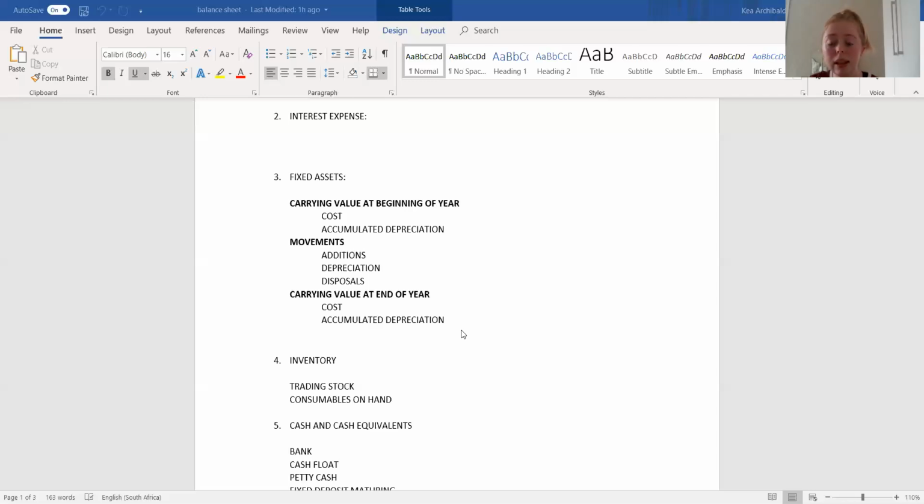Quick question. With the accumulated depreciation section, you said it was the first accumulated depreciation at the beginning, minus the depreciation of the disposed assets. Does this include the whole figure for the asset disposed, right?